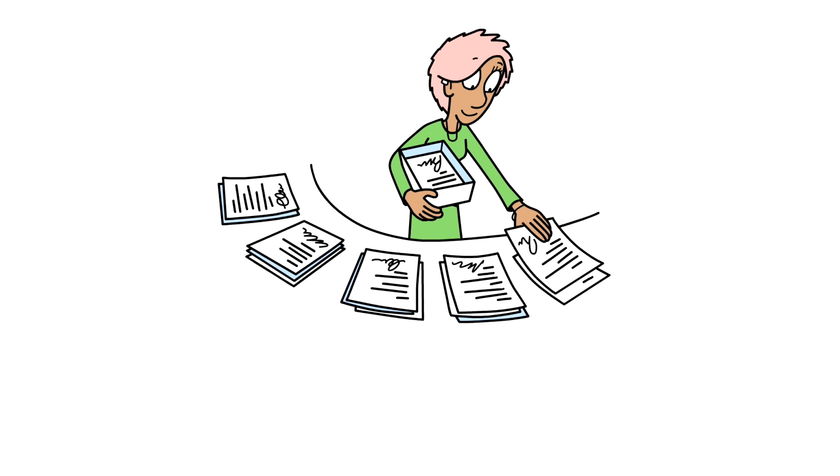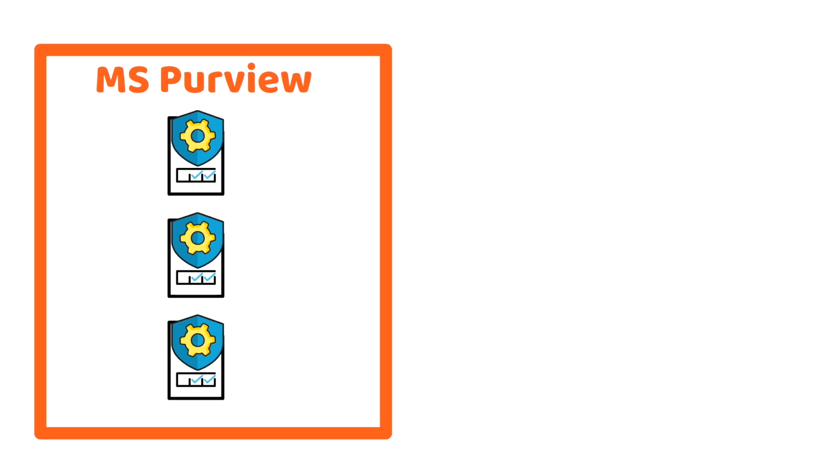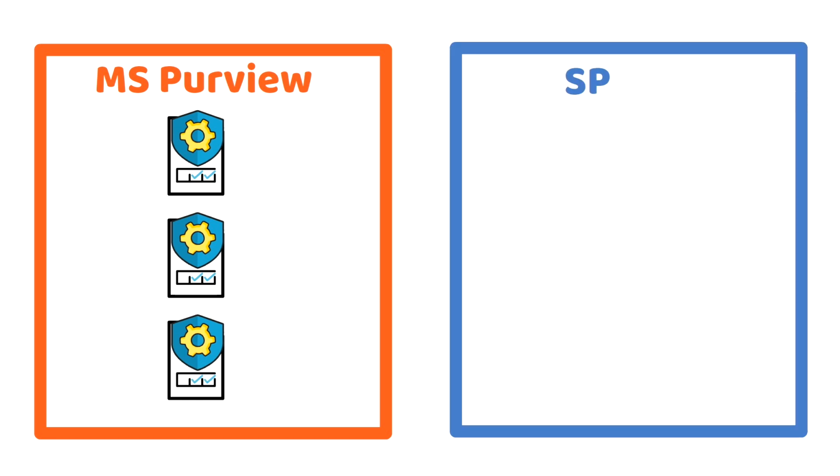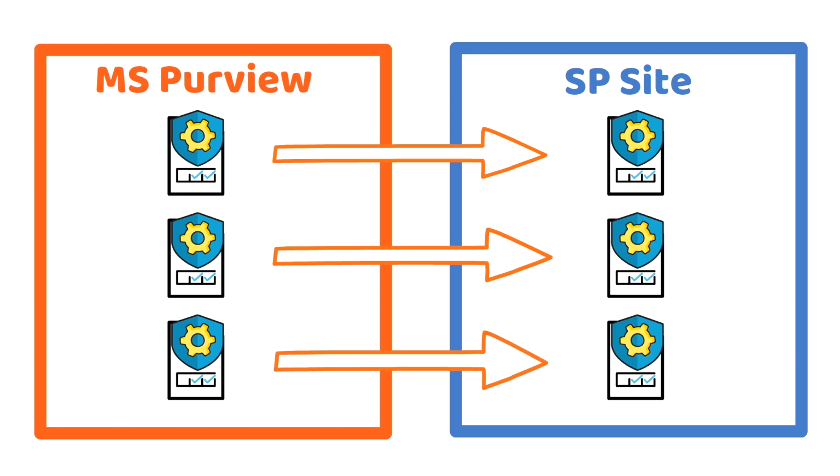In M365, we have different types of documents that we store in different repositories, and these documents would have different retention requirements. If you publish different retention policies to a SharePoint site, which retention policy would win? A winning policy is determined by the rules of retention. And that's what I'm going to explain in this video.